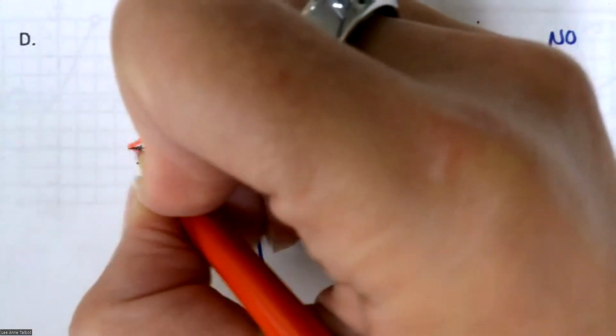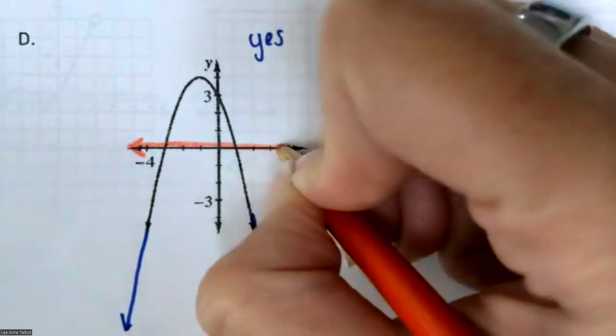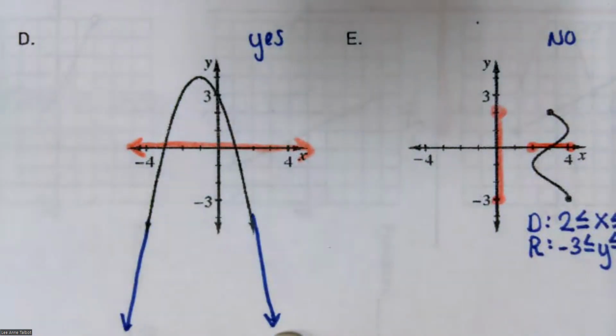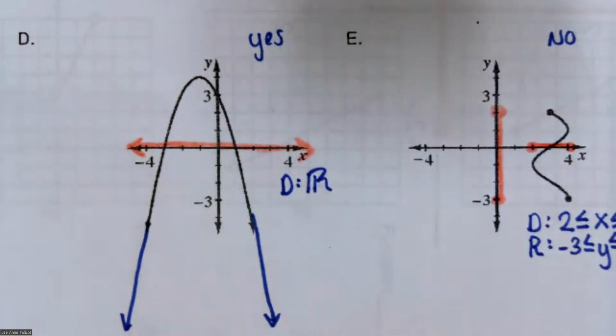I promise you, this is going to go on forever to the left and on forever to the right. Arrow forever left, arrow forever right. Domain is all real numbers.